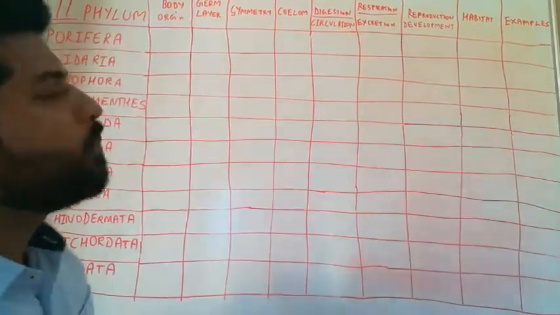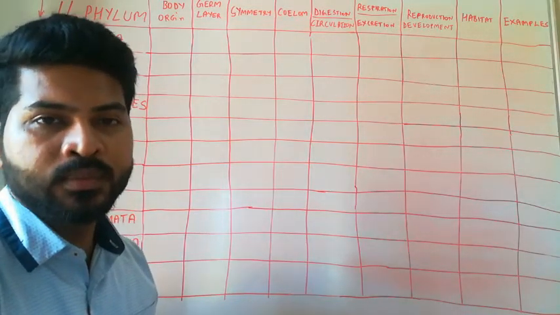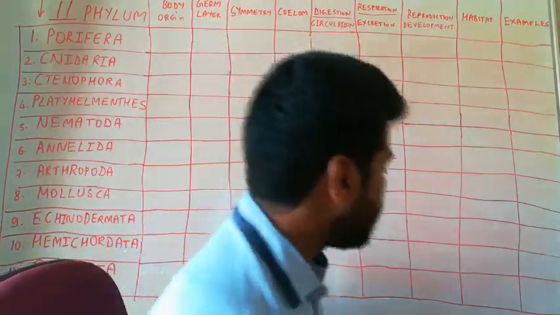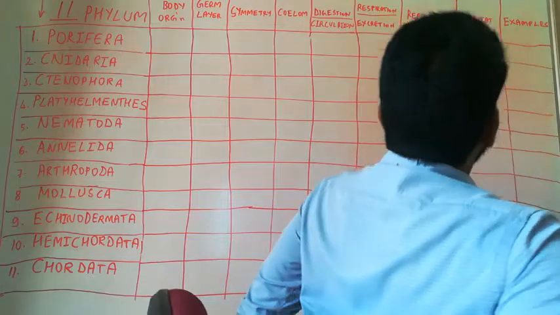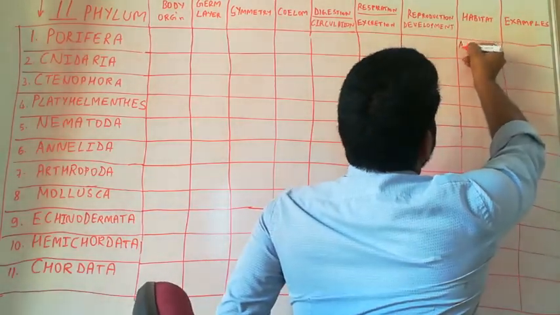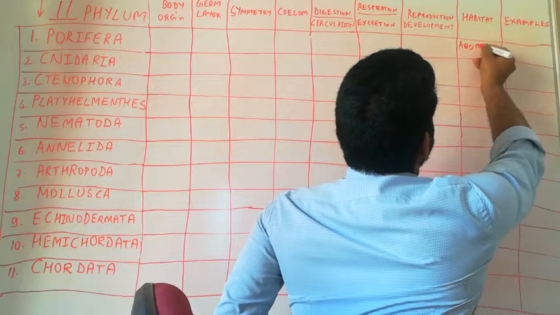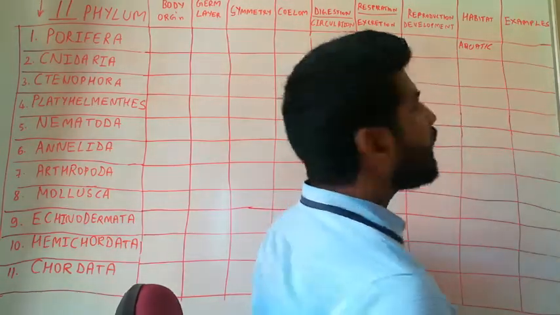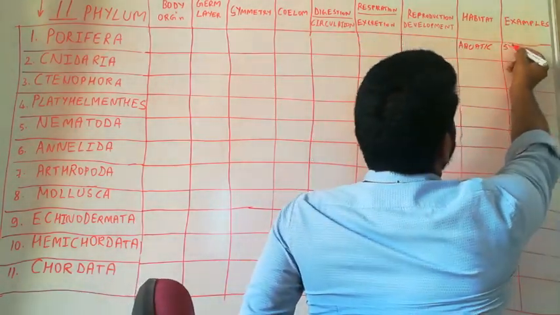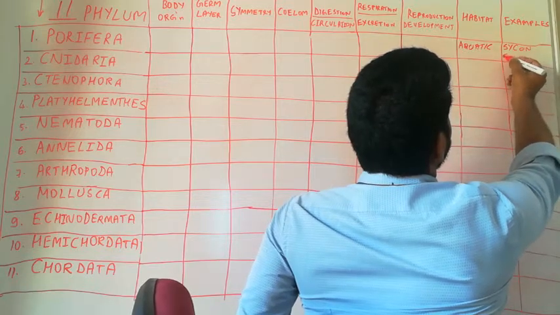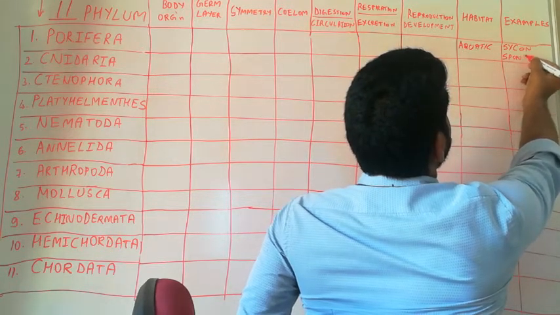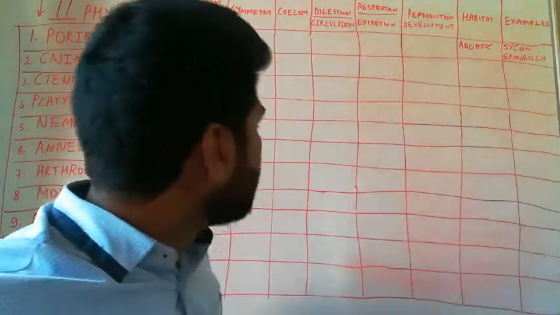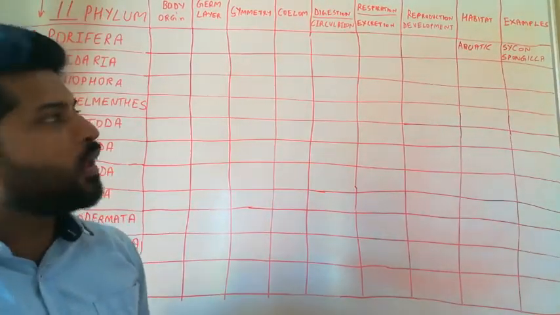The first phylum is named Porifera. Commonly they are called sponges. So these are the sponges. They are mostly aquatic in nature, present in both freshwater as well as marine water. Examples: Sycon, Euspongia, Spongilla. Two examples are sufficient, Sycon and Spongilla.